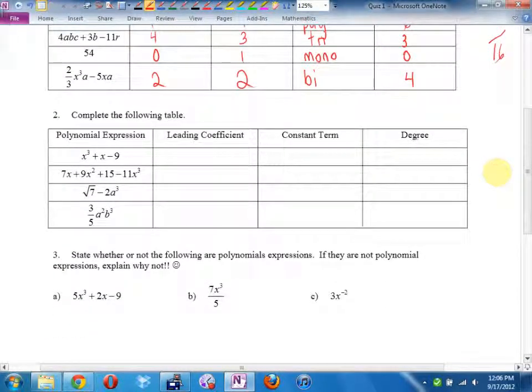Complete the following table. What's the leading coefficient? Some of you were forgetting what the leading coefficient is. The leading coefficient is, first of all, find the biggest degree term. The coefficient is what's in front of that one. In this case, the biggest degree term is this one. In front of there, it's a 1. The constant term is a -9. The degree is 3.